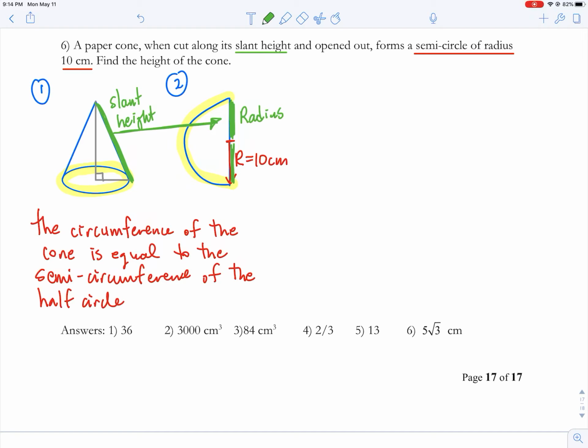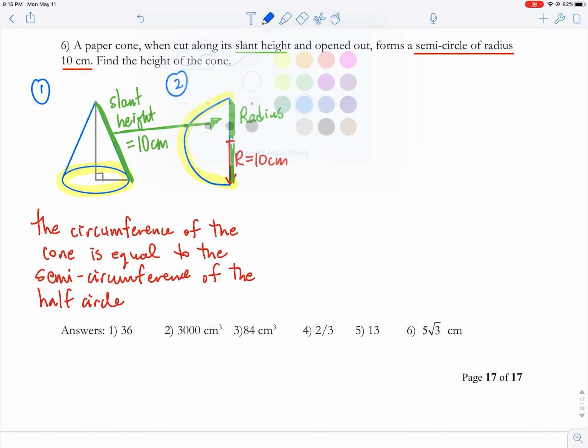We don't know anything about the cone, but we do know from picture 2 that the semicircle has a radius of 10. So if the semicircle has a radius of 10, that means that the slant height is also going to equal 10 centimeters. So that's the first thing we know.